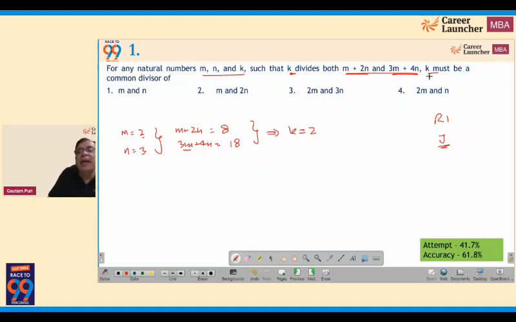Now what does it say? k must be a divisor of. m and n are 2 and 3. Will k equal to 2 divide 3? No, choice 1 is wrong. m is 2, n is 3, so 6. Correct? k equal to 2. What about this one? 2 2s are 4, 3 3s are 9. 2 will not divide 9. 2m is equal to 4, n is equal to 3. 2 will not divide this one. Correct answer, choice 2. Standard Jugaad question.